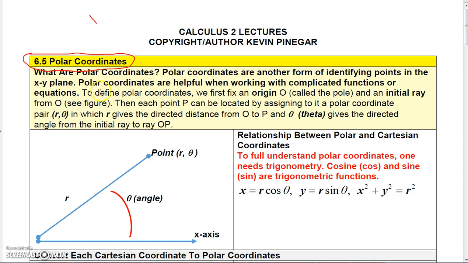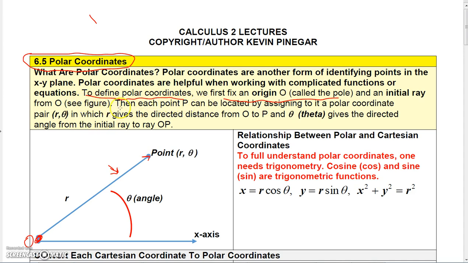So let's talk about what we're going to do to define polar coordinates. To define polar coordinates, we're going to fix an origin O, and we'll call that the pole. So that's going to be right here. That's going to be our origin there, O. And an initial ray from O. If you look right here, you'll see this ray. I guess I should have put an arrow on it. But anyway, there's a ray right there.